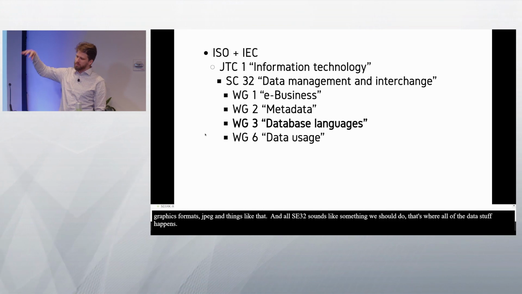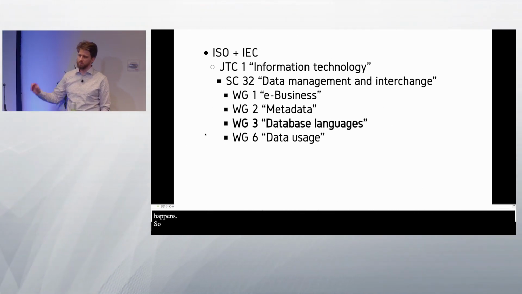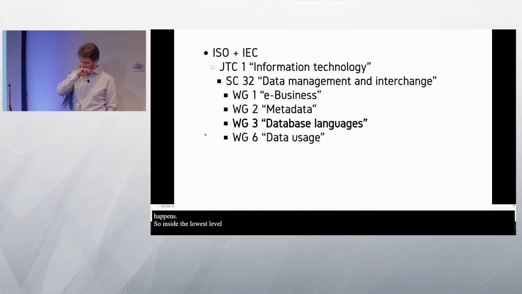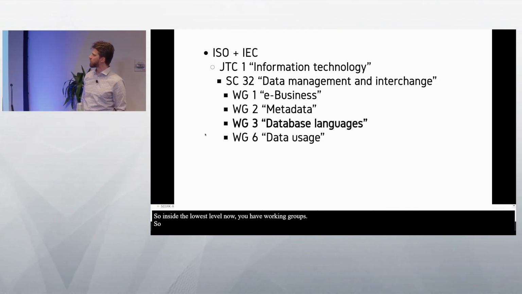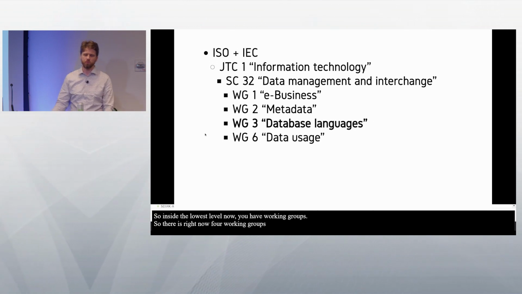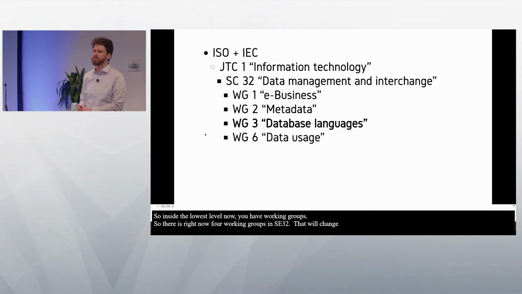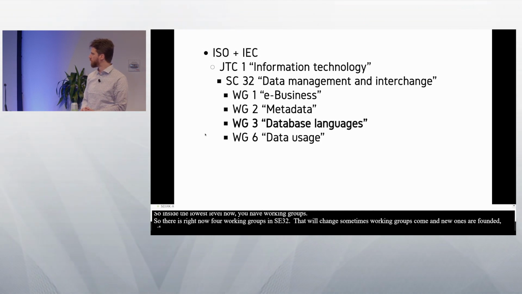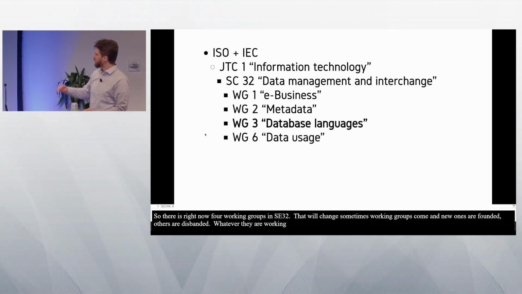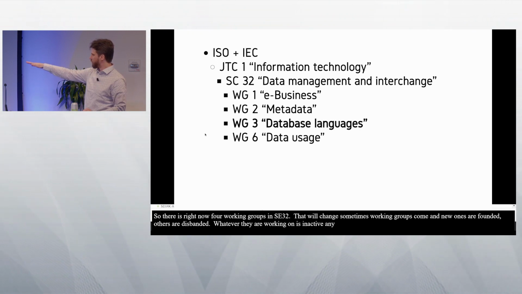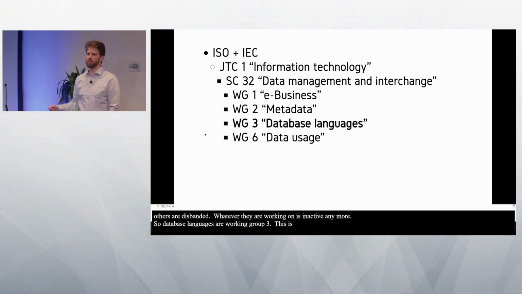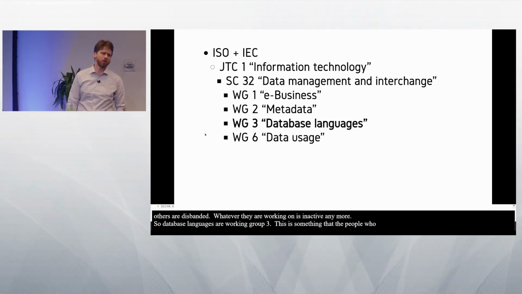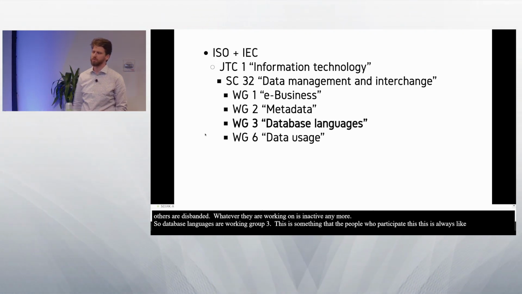And then inside, as the lowest level now, you have the working groups. Right, so right now there's 4 working groups in SC32. This can change. Sometimes new working groups are founded, other ones get disbanded if whatever they're working on is not active anymore. So database languages are working group 3. Right? So this is something that the people who participate in this always call WG3. It's always what you hear, like, oh, there's a WG3 meeting next month or something.